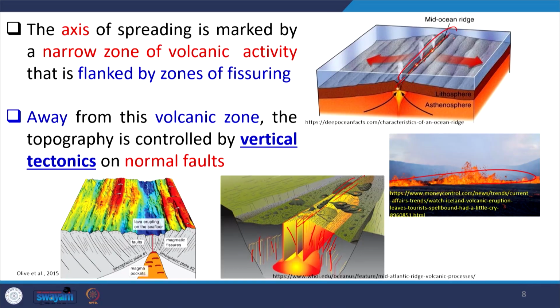So, this central eruption zone is flanked on both sides by normal faulting, and near this mid-oceanic ridge system, through these normal faults magma comes out and erupts at the central ridge system. So, this is a zone, rather a plain, and away from this volcanic zone the topography is controlled by vertical tectonics of normal faults. So, what exactly does it mean?